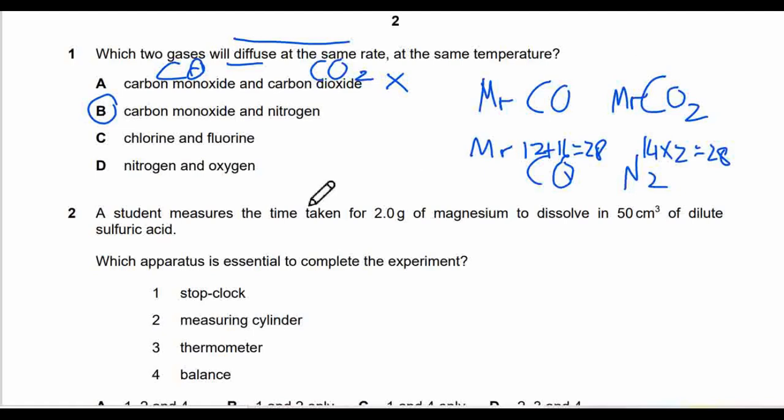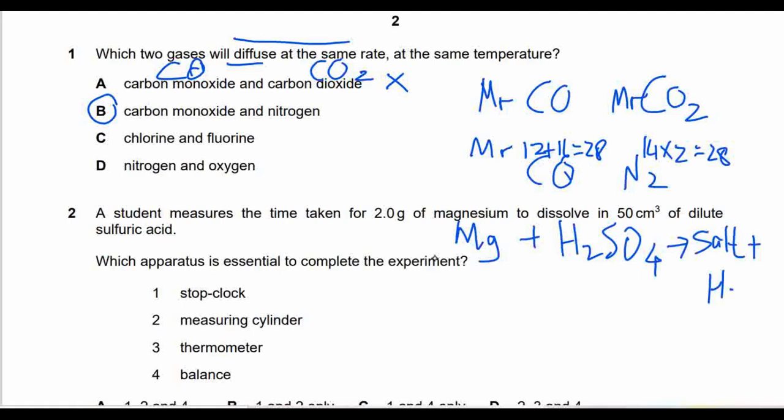A student measured the time taken for 2 grams of magnesium to dissolve in 50 cm³ of dilute sulfuric acid. Which apparatus is essential to complete the experiment? The reaction is between magnesium, a metal, and dilute sulfuric acid, an acid. It will produce hydrogen gas and a salt. Now the hydrogen gas will escape. So to measure the time taken to dissolve, we need a stop clock.